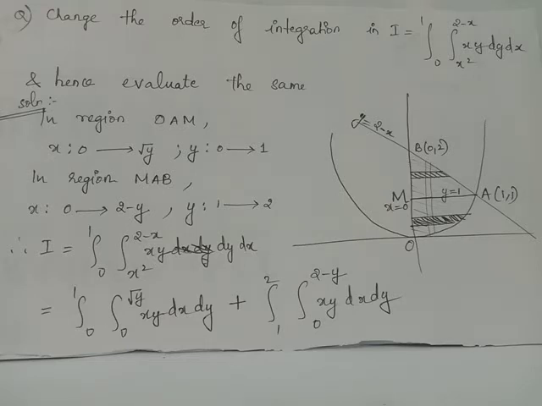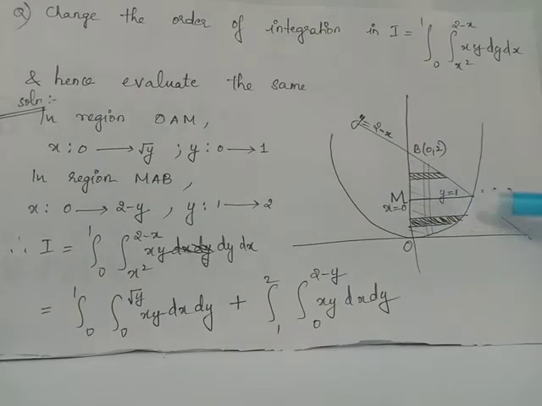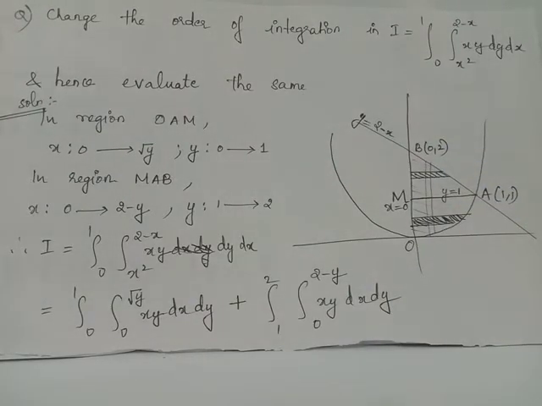y equals 2 minus x, which is obtained by solving the equations y equals 2 minus x and y equals x square. The straight line y equals 2 minus x will touch the y-axis at the point B with coordinates x equals 0 and y equals 2. This shaded region is the required region inside which we have to perform integration.